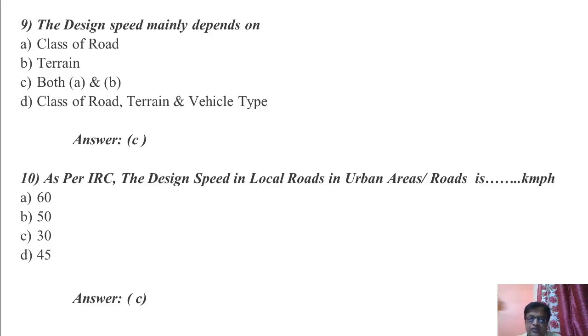The design speed mainly depends upon class of road, terrain, both A and B, that is class of road and terrain, D, class of road, terrain and vehicle type. The answer is C, that is both class of road and terrain. It does not depend upon vehicle type. As per IRC, the design speed in local roads in urban area is dash kmph. 60, 50, 30, and 45. So the answer is C, that is 30 kmph.